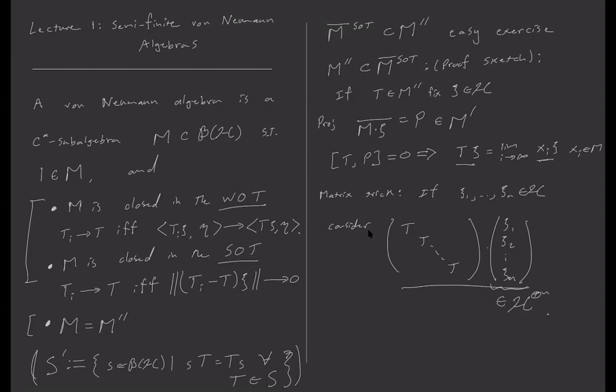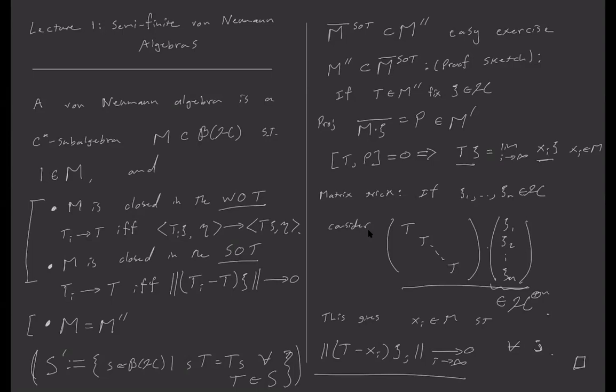And so this gives x_i in M such that T minus x_i, now times any of these c_j's, goes to zero as i goes to infinity. And so that gives you an approximation for any finite collection, which is exactly the strong operator topology. So there's a sketch of von Neumann's proof. This is a very classical result and it's a very beautiful proof. So that's a von Neumann algebra.